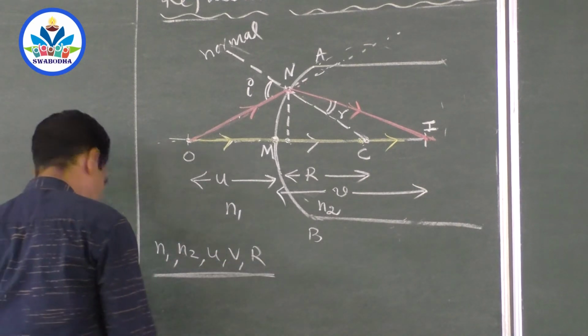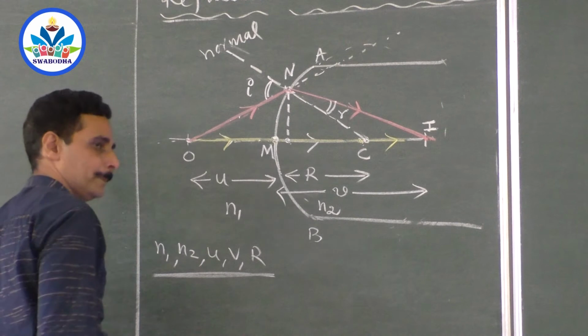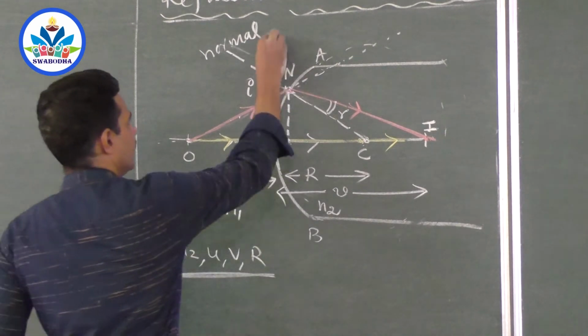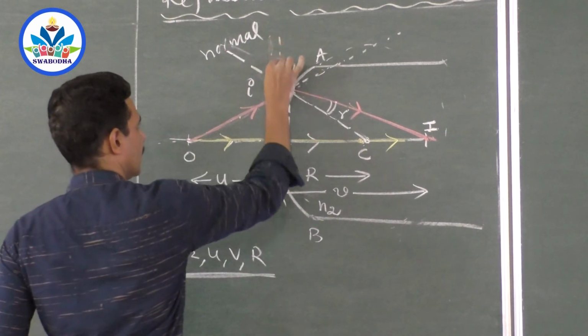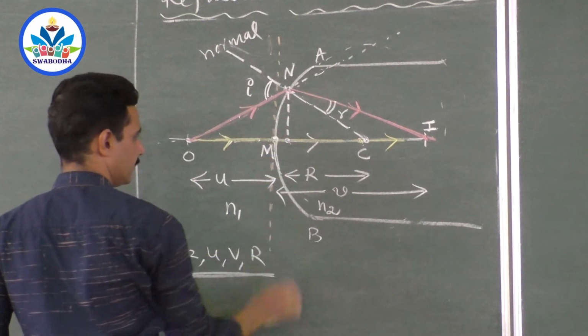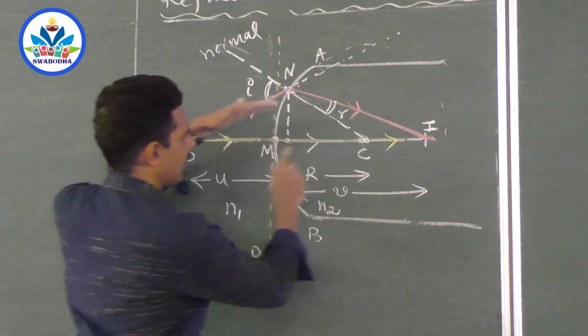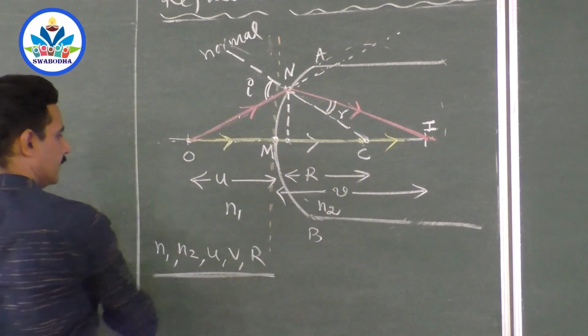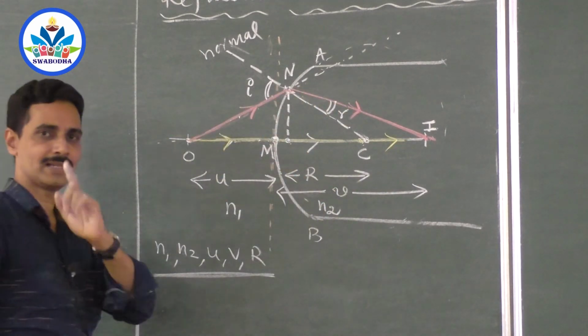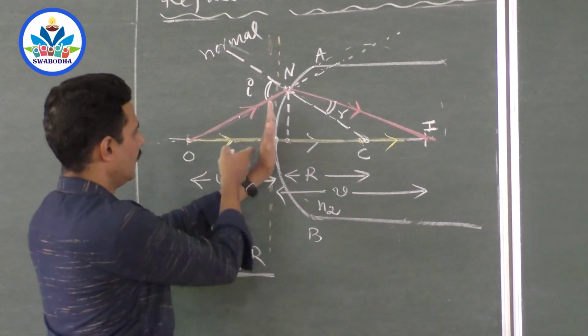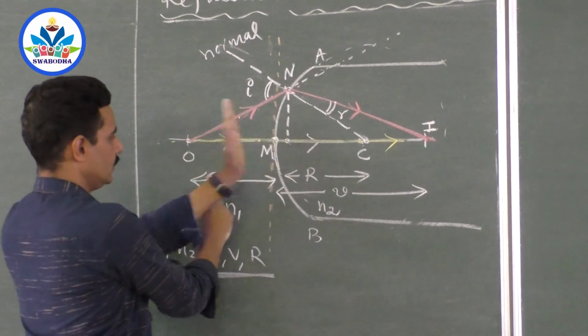Now you just be prepared with the sign conventions. Same sign conventions hold good here also. All the distances are measured from the pole, and distances measured along the direction of light are taken positive, opposite to the direction of light are taken negative. If you take such sign convention, you will find that only this one is negative, u is negative.